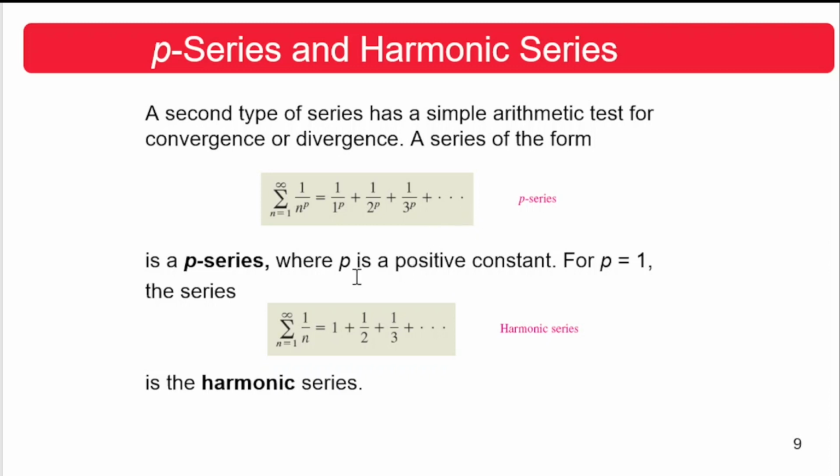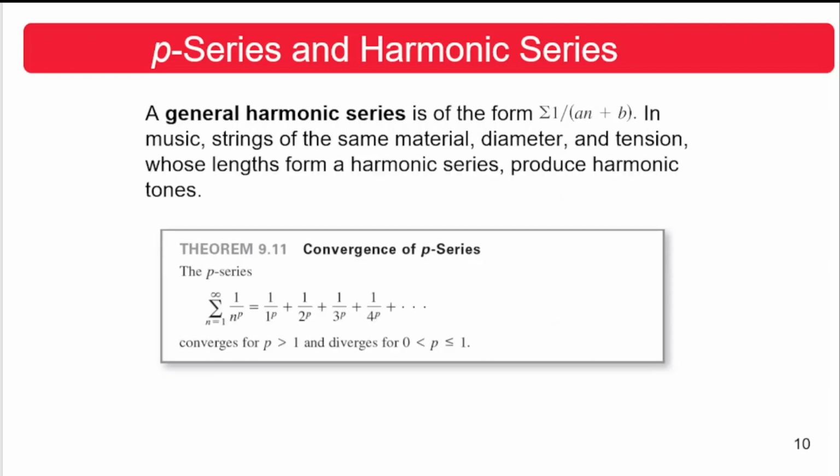For p equal to 1, this series can be written as summation of 1 over n, where n is from 1 to infinity. If the value of n is 1, then you have 1 over 1, which is 1. If n is 2, then the second term is 1 over 2, plus, if n is 3, then you have 1 over 3 as the third term, and so on and so forth. This type of series is called the harmonic series. From the defined harmonic series, we can now generalize it. A general harmonic series is of the form summation of 1 over (an plus b).